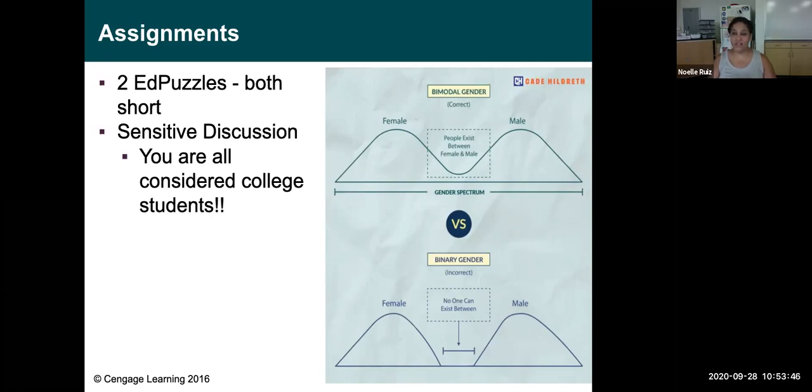And then the graph is actually from an article that's in there, but it explains the scientific difference of gender expression, the gender spectrum. And it's not just male and female and no one can exist between. Gender is what you call bimodal and has a spectrum. Like I said, there's chromosomal sex, gonadal sex, phenotypic sex. There's all kinds of differences depending on the chromosomes and hormones and how they interact with each other.